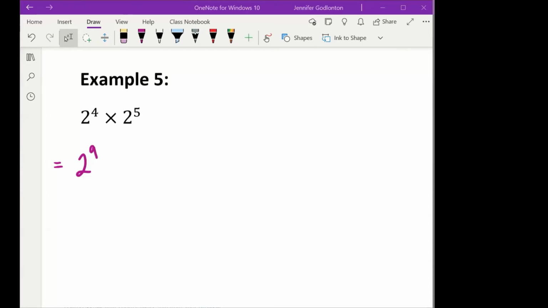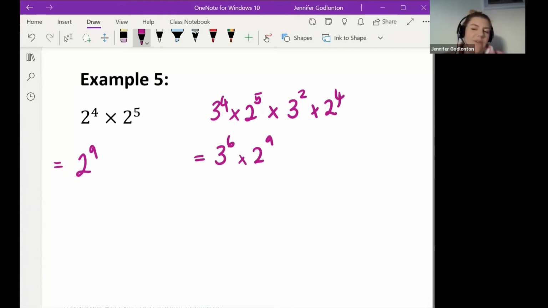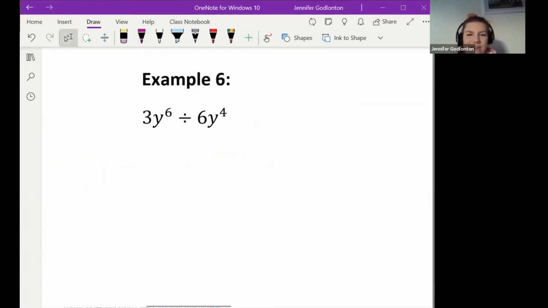It was like 3 to the power 4 times 2 to the power 5. Like we were going to get what is 3 to the power 4 to. Yeah, so I can't simplify it at all. If I had times 3 to the power of 2 times 2 to the power of 4, then I could say that that's 3 to the power of 6 times 2 to the power of 9. Okay, thank you, ma'am. Okay, cool.